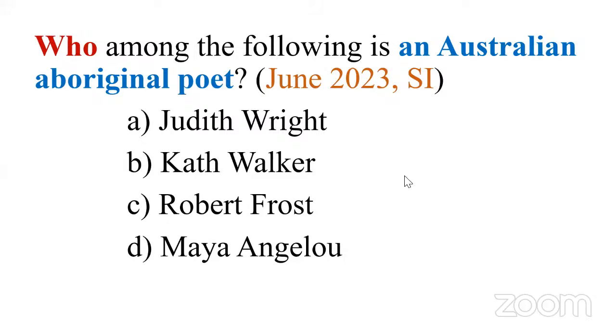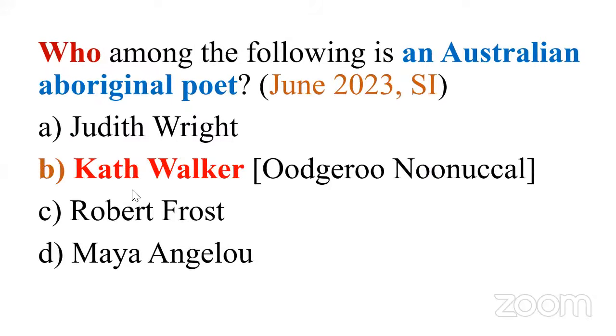Then the answer is B, Kath Walker, K-A-T-H Walker, also known as Oodgeroo, O-O-D-G-E-R-O-O, Noonuccal, N-O-O-N-U-C-C-A-L. Kath Walker or Oodgeroo Noonuccal, Australian Aboriginal poet. We also have Judith Wright, another famous Australian poet. But the others, Robert Frost and Maya Angelou, are American poets.